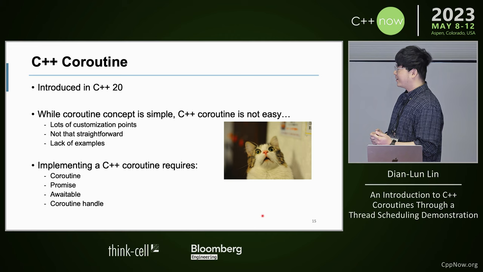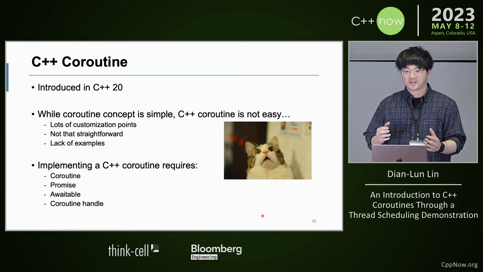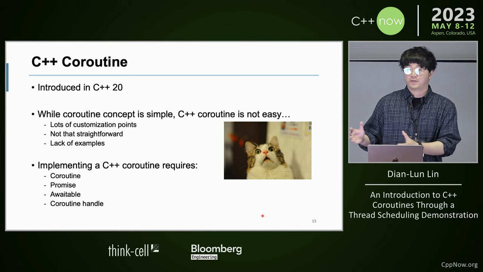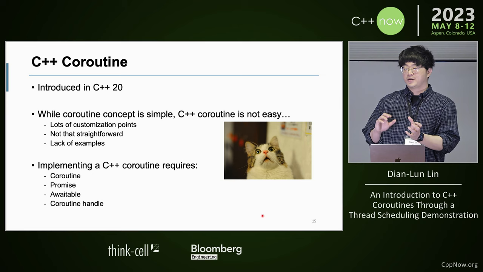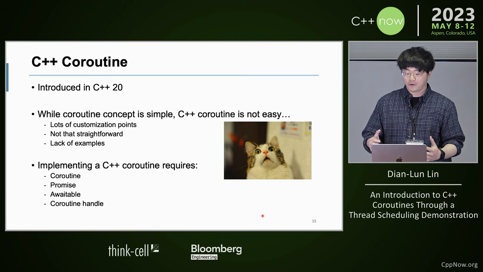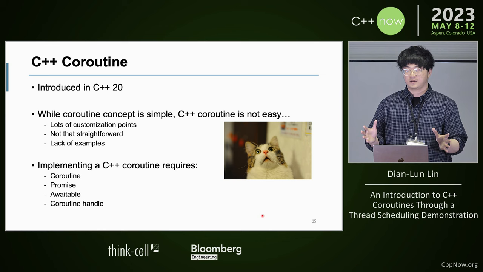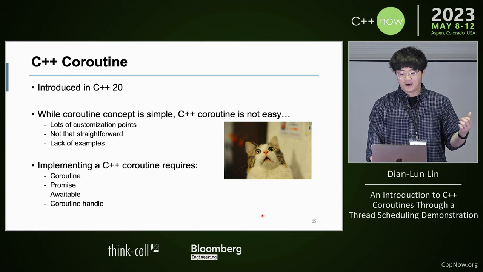More importantly, there is a lack of libraries or examples online. For example, in C++20, we don't have a standard scheduling library for C++ coroutines for now. Even though you can write coroutines, you still somehow need to implement your scheduler. So later in this talk, I'll give you a concrete example of how I write a coroutine and how I write a scheduler for coroutines.